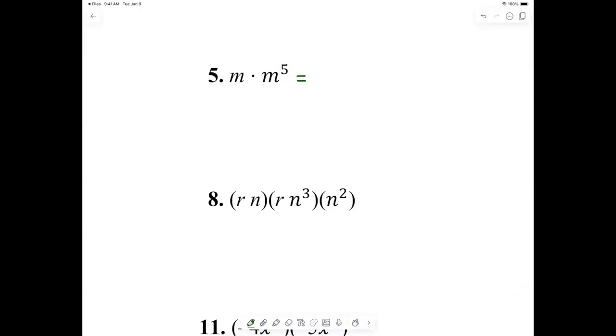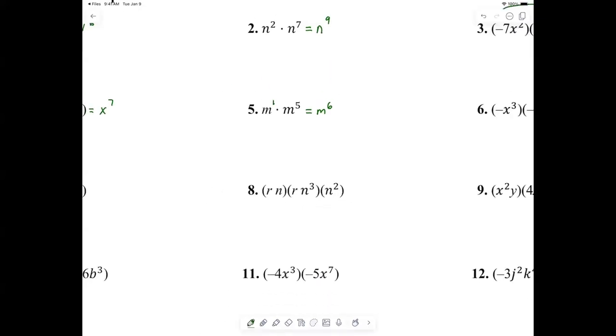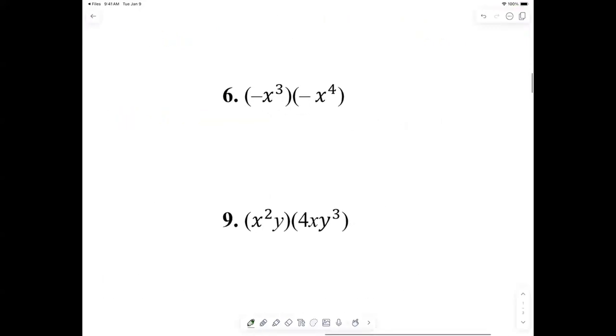M to the 6th. All right, now try to write the answer before the person tells you the answer. Then you know if you got it right or not. And you know if you understand. No, no, no. I don't care. Why wouldn't it be? How did I get m to the sixth? And what do I do to exponents? You add them. All right, over here next.